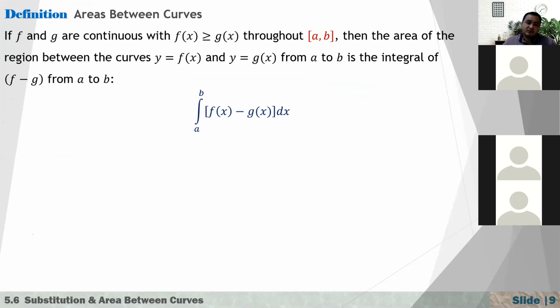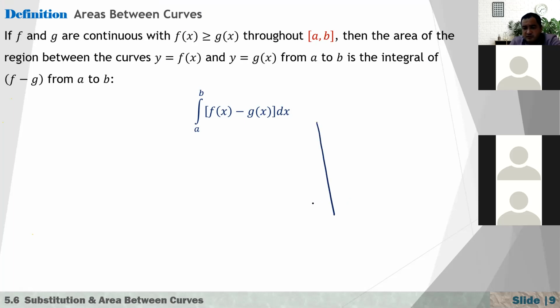Okay, so now let's talk about areas between curves. If f and g are continuous with f greater than or equal to g at some points throughout [a, b], then the area of the region between the curves y equals f and y equals g from a to b is just the integral of f minus g. Okay, so the idea is very simple.